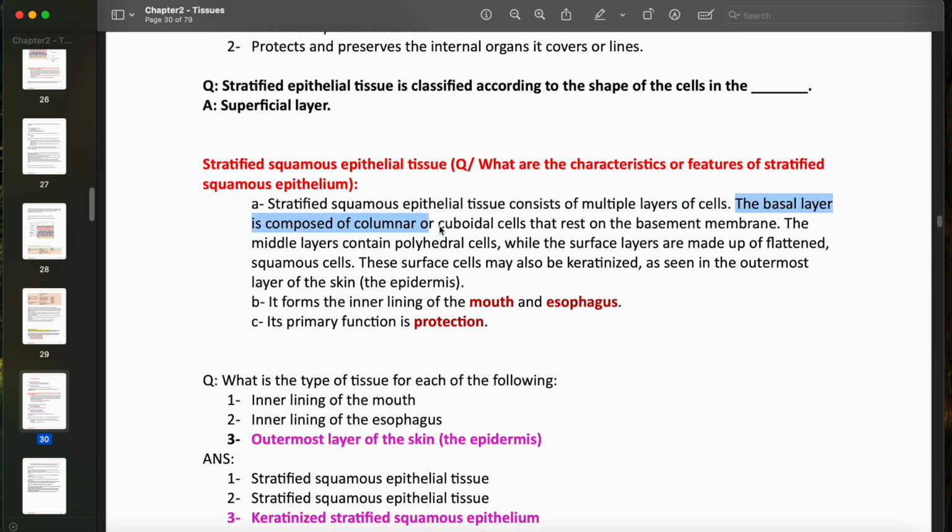The basal layer cell is composed of columnar or cuboidal cells that rest on the basement membrane. So the basal layer that is in contact with the basement membrane looks columnar or cuboidal. Okay, they don't have to be squamous in order to classify it as squamous. We only care about the superficial layer being squamous here. So the middle layer contains polyhedral cells, while the surface layer is made up of flattened squamous cells. These surface cells may also be keratinized, as seen in the outermost layer of the skin, the epidermis.